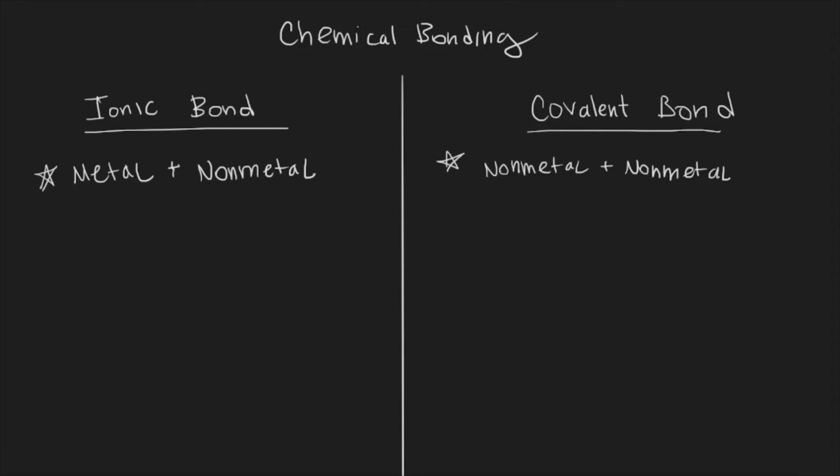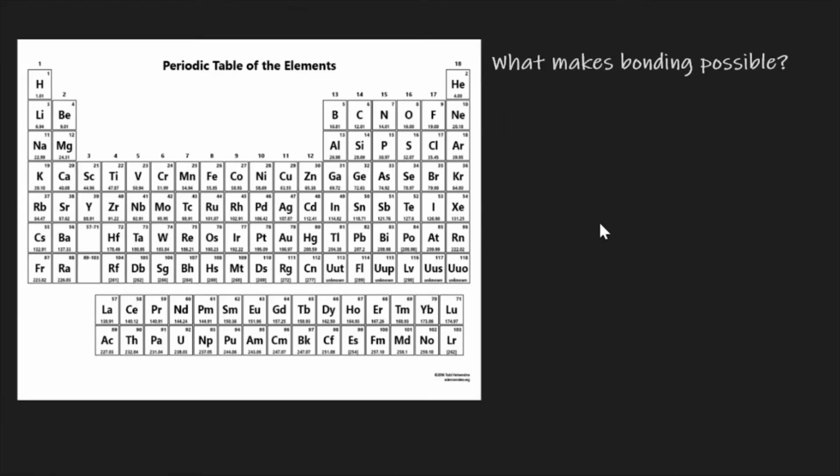Today, we're going to learn about chemical bonding and the difference between ionic bonds and covalent bonds. But before that, I want to explain how it is possible for atoms and elements to bond. So here we have the periodic table of elements.